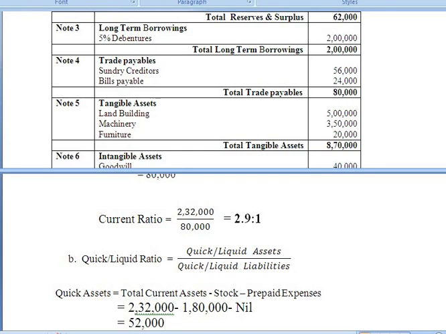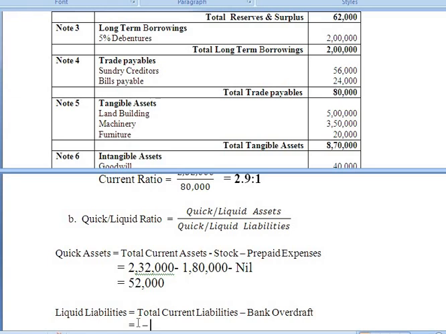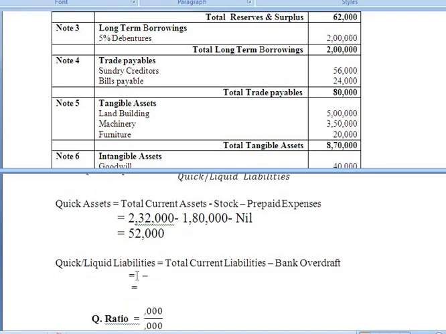Okay. Next one is quick liabilities. Quick liabilities or liquid liabilities is equal to total current liabilities minus bank overdraft. Okay. So the amount of total current liabilities is 80,000 and bank overdraft is not given in the problem. First we'll write here the amount of current liabilities and we'll check whether bank overdraft is given in the problem.